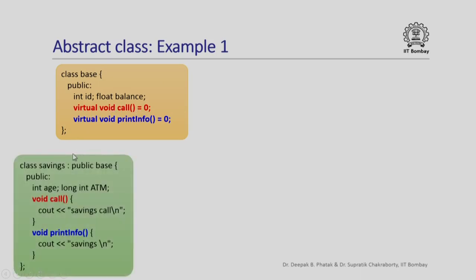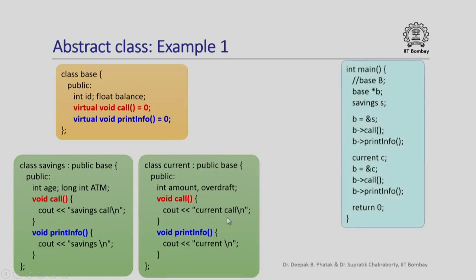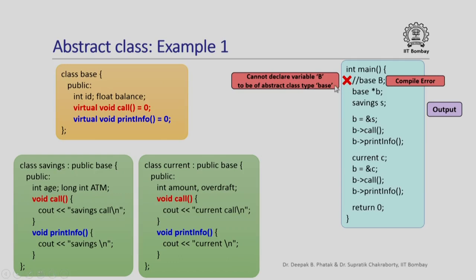So here is the derived savings class, in which note that I have redefined the call and the print info methods. Here is the current class which is also derived from the base class, and I have redefined the call and the print info methods. And here is a main program in which, if I try to instantiate an object of the base class, I will actually get a compilation error, because this base class is an abstract class. It does not even have a definition of the methods call and print info. These are pure virtual functions over here. So you cannot really instantiate an object of the base class. You can only instantiate objects of derived classes, like I can instantiate an object of class savings, or I can instantiate an object of class current.